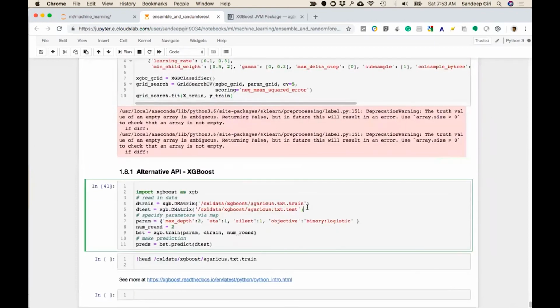Now, those who are not comfortable with scikit-learn and want the specific API of XGBoost, you can take a look at their API. They also provide a slightly different API, though it has a train and a predict and so on.